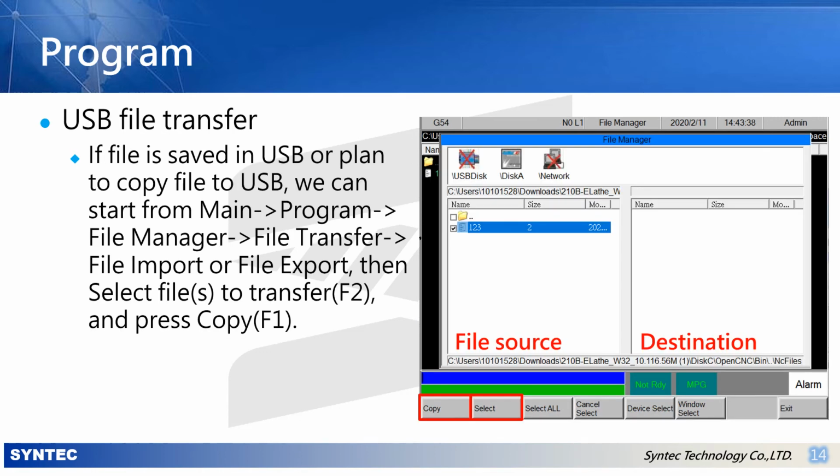To save a file to USB or copy a file from USB, press F2 Program on the main screen, then F8 File Manager, F4 File Transfer, and press F1 to import or F2 to export, then press F2 to select the file, or files to transfer, and press F1 to copy the file.